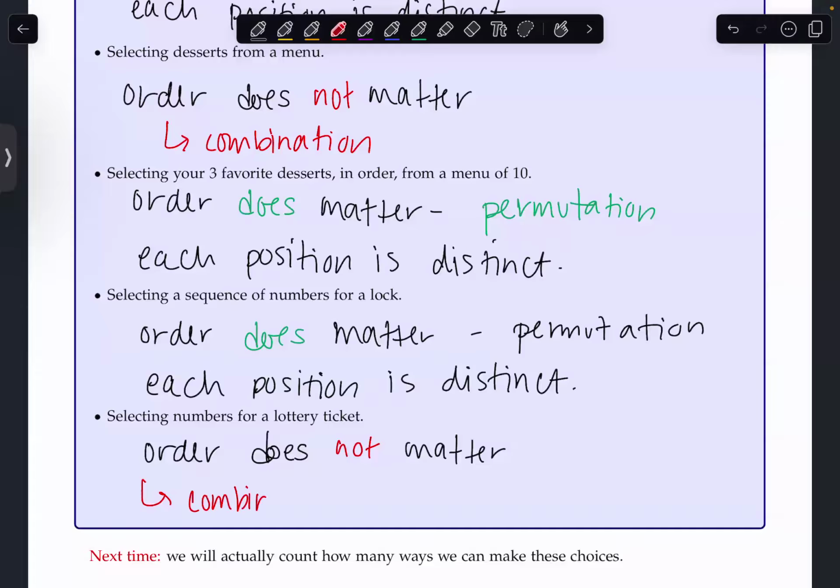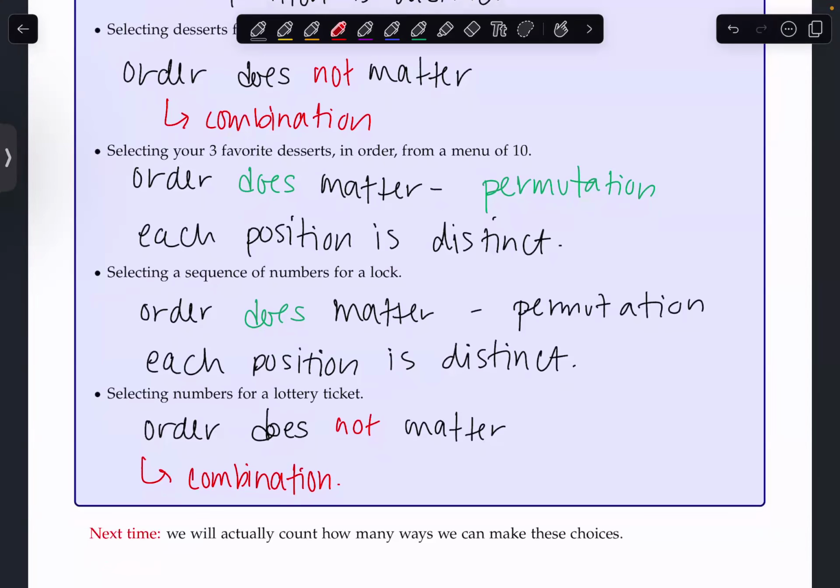Okay, these are decisions that we're going to have to make in our problems in part 2. So really just to get us comfortable deciding, does order matter, does order not matter, and what that means in terms of a permutation or a combination, because we'll have specific formulas for each one.